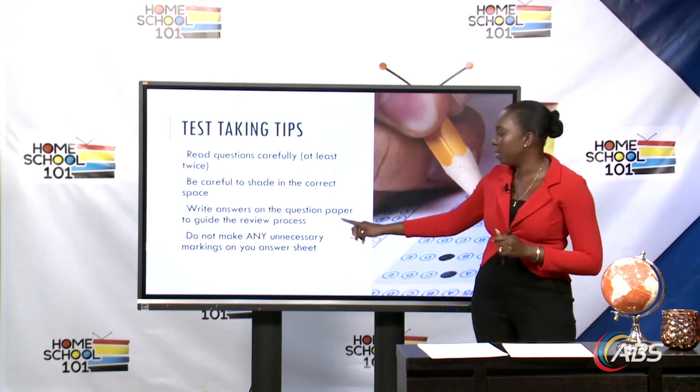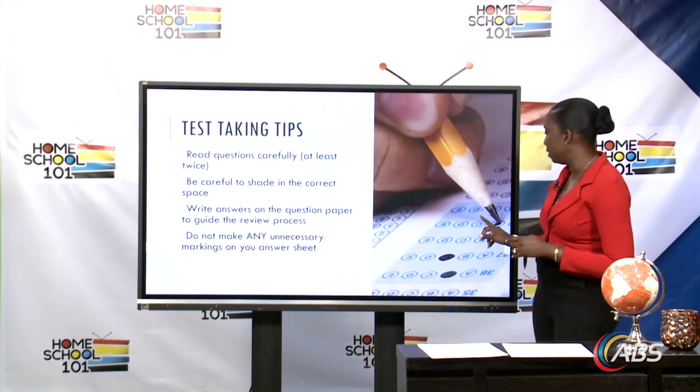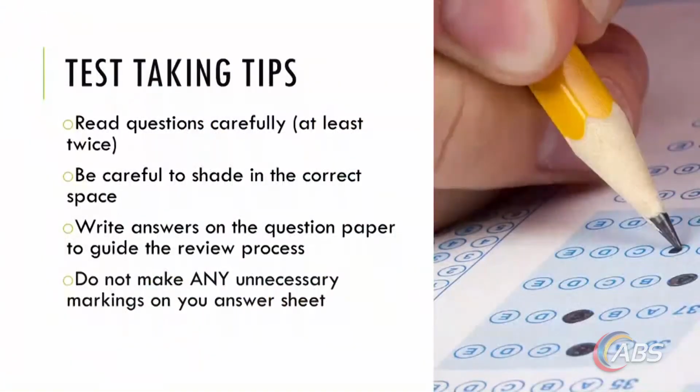There's a difference between your question paper and the answer sheet. The answer sheet looks something similar to the photo you see on the side here, and it's called a scantron. So you want to make sure that you shade the bubble completely, or if in the event you make an error, that you erase completely.